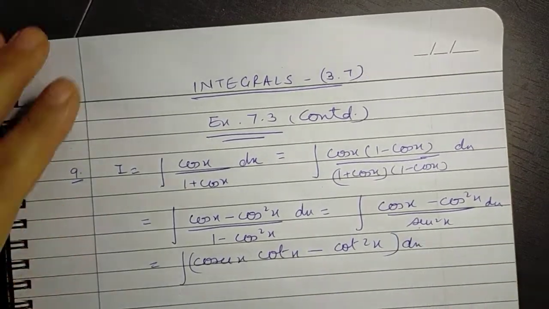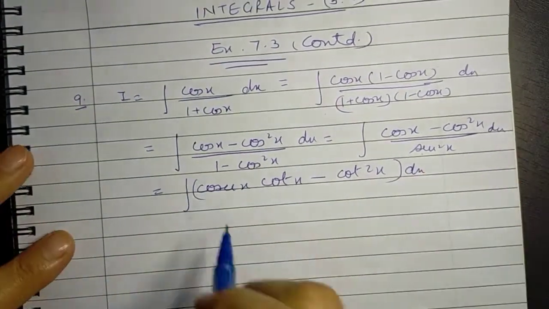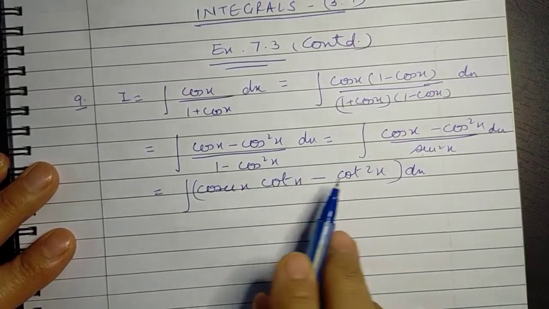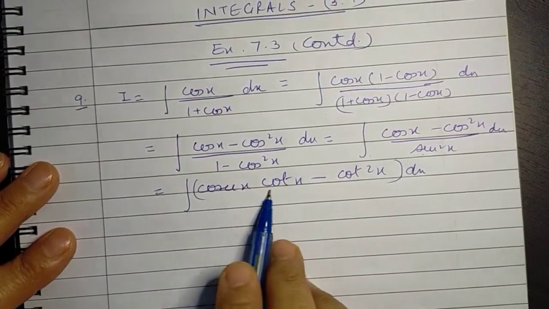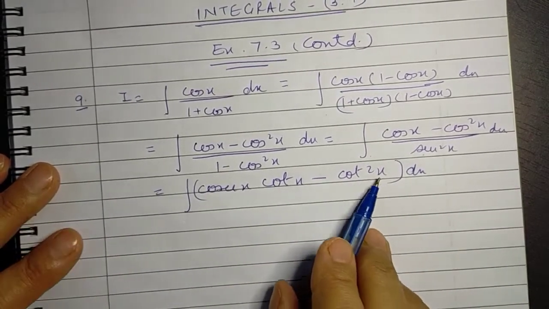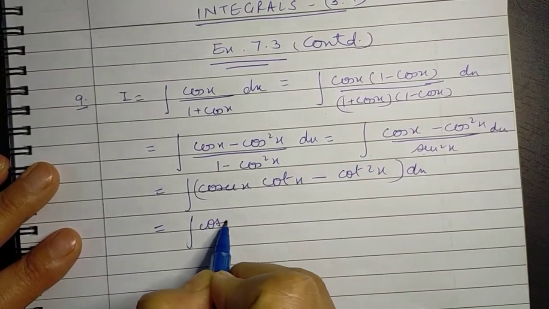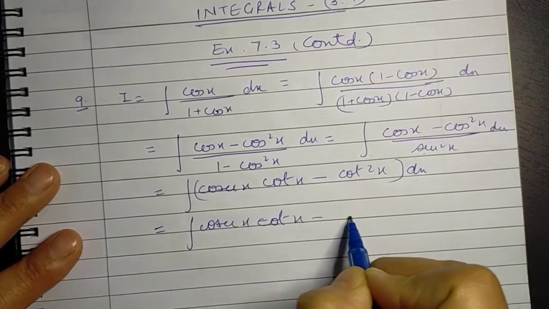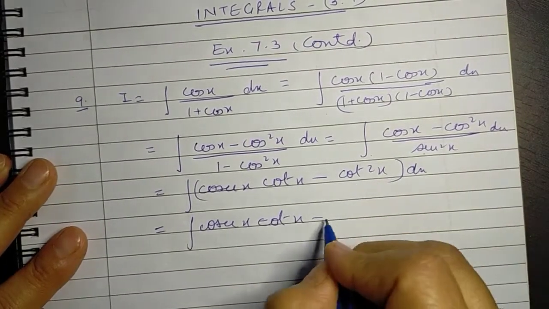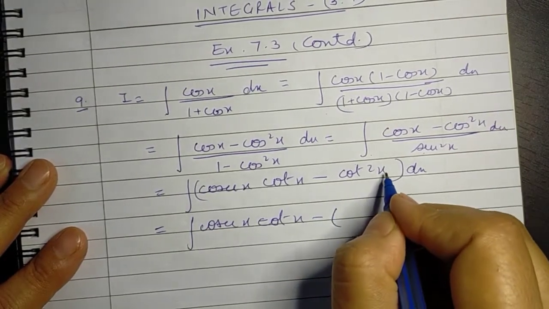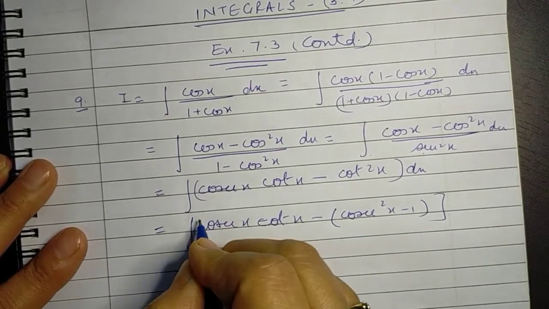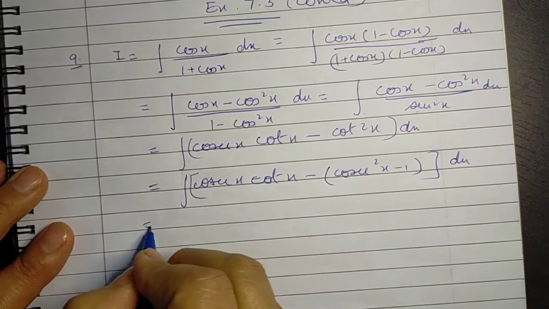Now we have to note one point, that somehow or the other we have to convert the given function into a form whose integrals we are aware of. Very obviously here we know the result for cosec x cot x, but we don't know the result for cot squared x. So we will convert that cot squared x also into a form whose result we are aware of. We are aware of the result of cosec squared x. So I will write cot squared x is equal to cosec squared x minus 1, and this whole thing into dx.